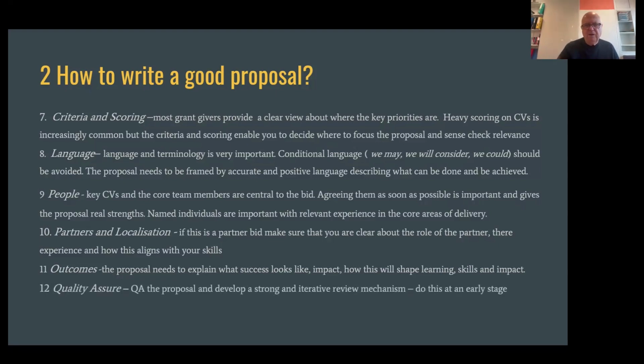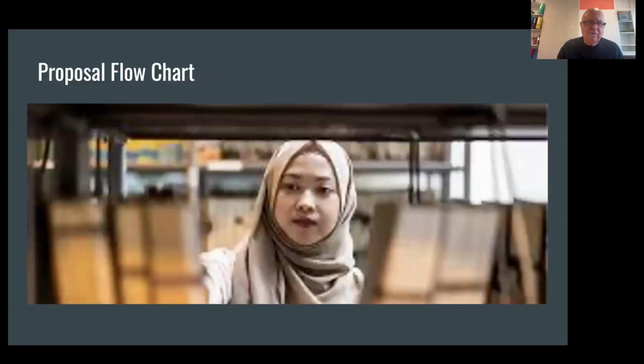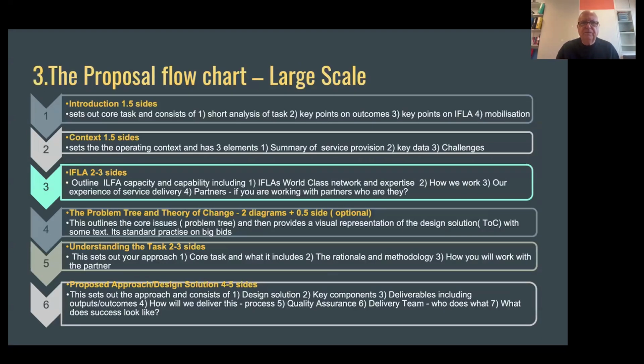And then finally, it's about quality assuring. Once you've read the bid, once you've developed it, check it, recheck it. Is it good? Does it make sense? And you need to have these review mechanisms so you don't build in mistakes. Now, most of that's very straightforward, and you know that. If you're doing a proposal, there's a very straightforward flowchart that goes along with this. Here's just a very simple one for you.